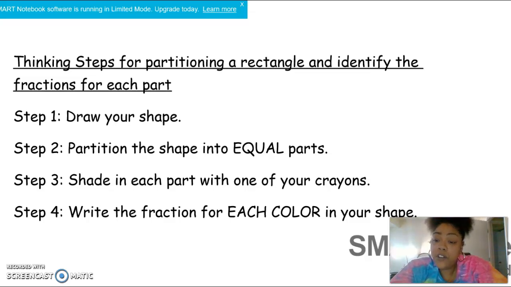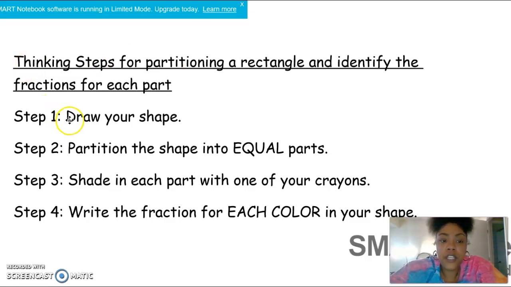Okay, scholars, so we're going to go ahead and get started with today's lesson. So today we are focusing on partitioning a rectangle and identifying the fractions for each part. Now, these thinking steps below will help with pretty much any shape, partitioning any shape. Circles, triangles, squares, you name it.